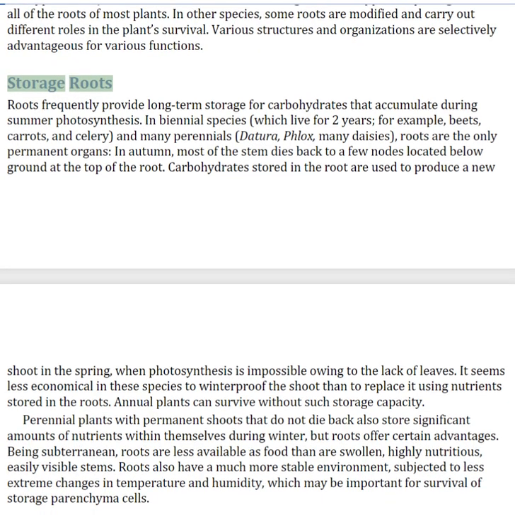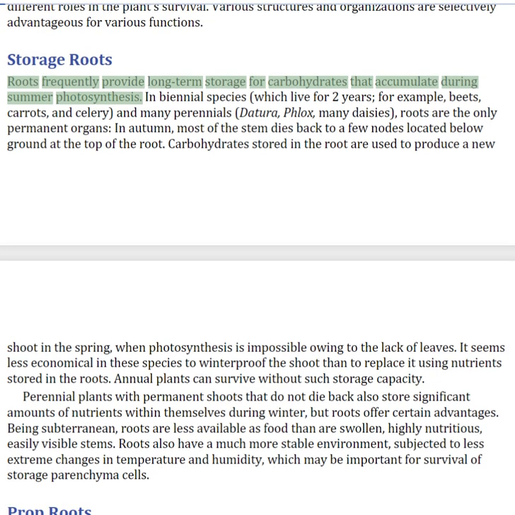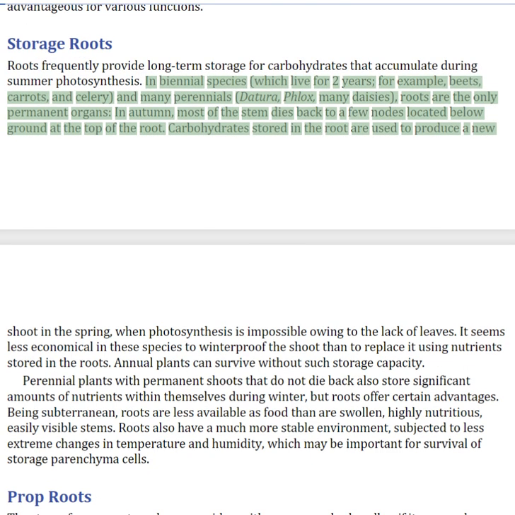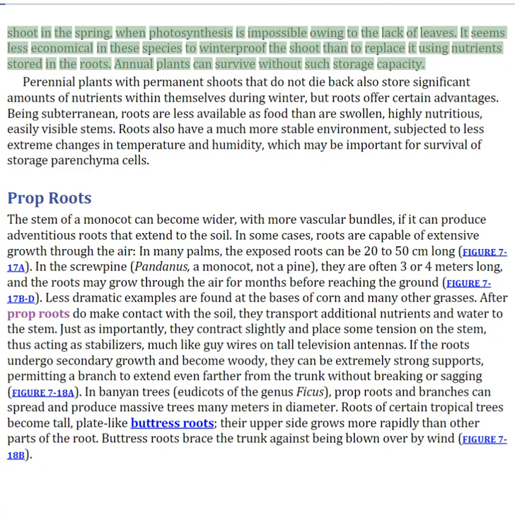Storage roots. Roots frequently provide long-term storage for carbohydrates that accumulate during summer photosynthesis. In biennial species and many perennials, roots are the only permanent organs. In autumn, most of the stem dies back to a few nodes located below ground at the top of the root. Carbohydrates stored in the root are used to produce a new shoot in the spring, when photosynthesis is impossible owing to the lack of leaves. It seems less economical in these species to winter-proof the shoot than to replace it using nutrients stored in the roots. Annual plants can survive without such storage capacity.